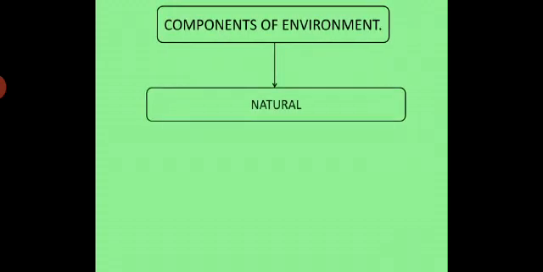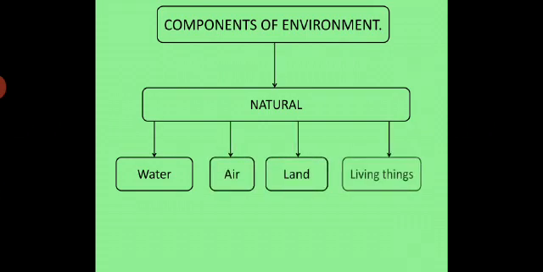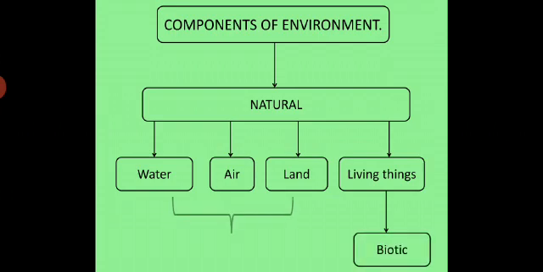Here we see the very first component of environment, that is nature or natural things, which is further classified as water, air, land and living things. So all the living things such as plants, animals, humans, microorganisms are collectively known as biotic components, whereas all the non-living naturally occurring elements such as land, water and air are collectively known as abiotic components. Let's understand the terms biotic and abiotic in a more precise way.